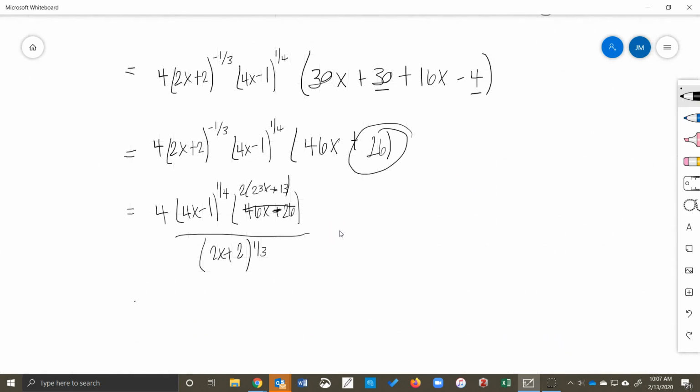Anyway, the best answer for this ends up being 8 over 4x minus 1 to the 1/4 times 23x plus 13 all over 2x plus 2 to the 1/3. Everything's fully factored, and there's no negative exponents. That's our goal.